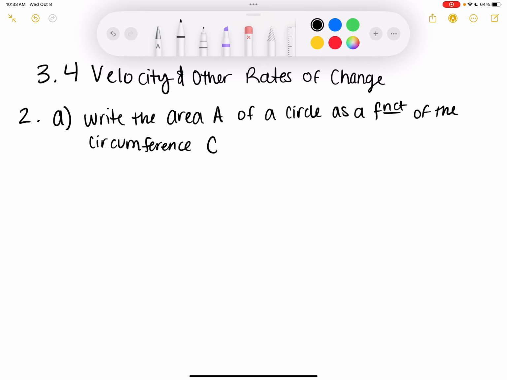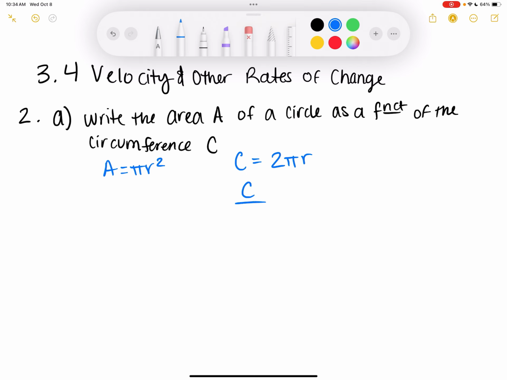So the area of a circle obviously is pi r squared. Now I know that the circumference of a circle is 2 pi r. And so aside from pi, the only variable that's in common in both of these equations is r. So basically I need to solve for r over here so that I have this formula as a function of circumference. Then I'm going to take that value that I end up with and plug it in for r over here.